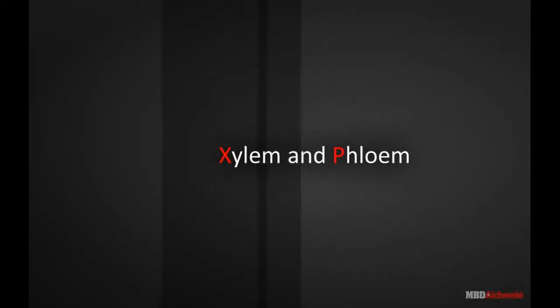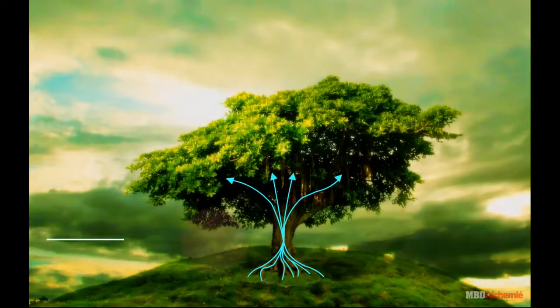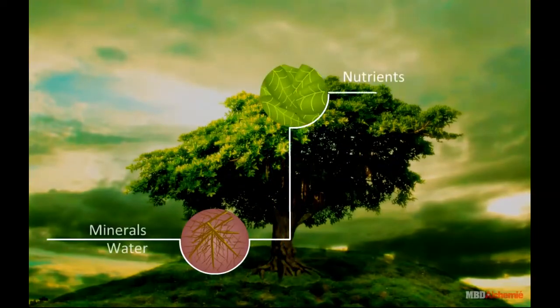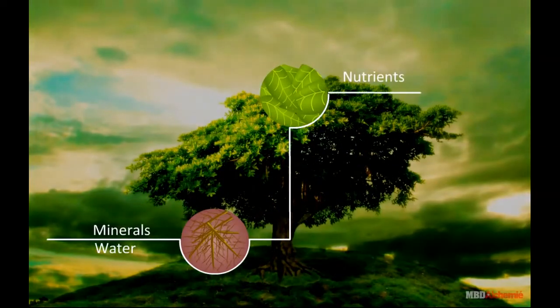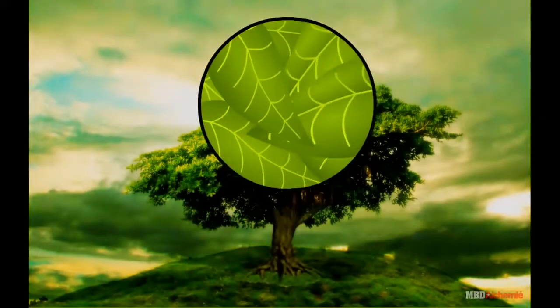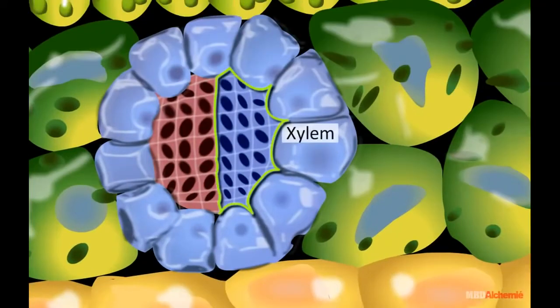Xylem and phloem. The conducting tissue of a plant is made up of xylem and phloem. As we know, water is pulled from the roots to the leaves through a process called transpiration. The vascular tissue is specialized for the transport of water and nutrients. The vascular tissue extends from the leaves through the stem to the roots. Let us understand the structure of xylem and phloem.